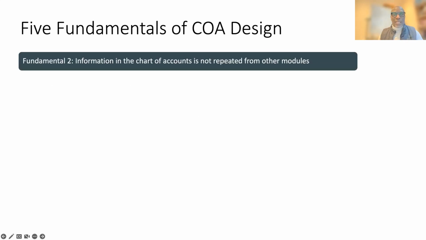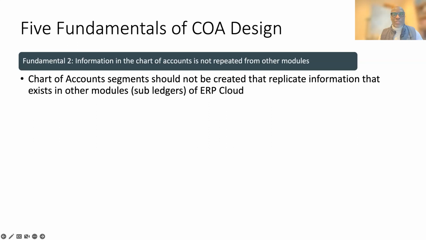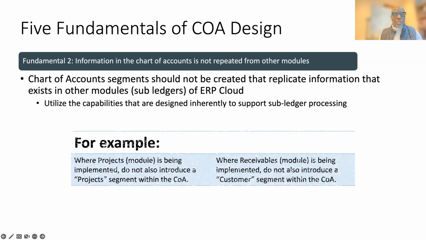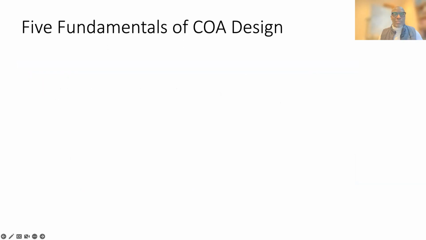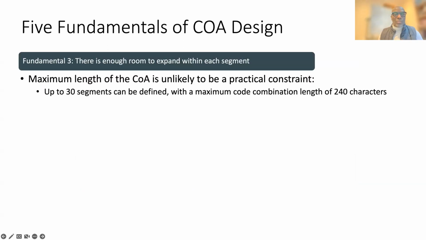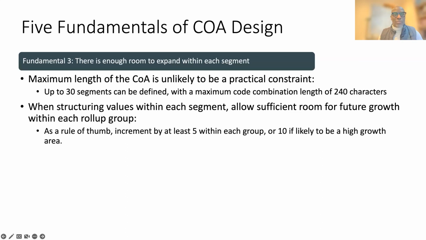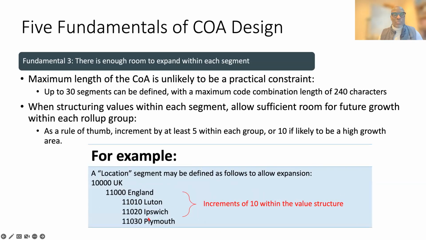Then you have the second one here in your design principle, which is that information in chart of account is not repeated. So again, you keep information in those modules within those modules. And you wouldn't have something like a project segment, for example, if you've got projects implemented, or maybe customer segments if you've got receivables implemented. So these are just examples. And again, also think about expansion. So when you're preparing your account structure, always leave room for expansion.